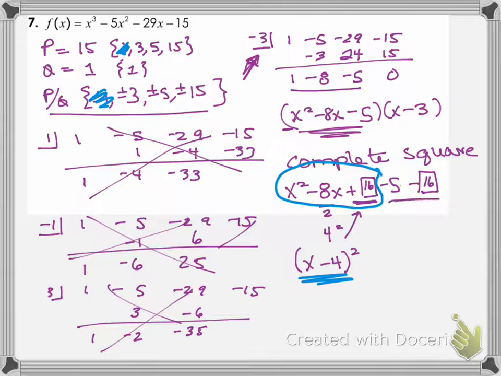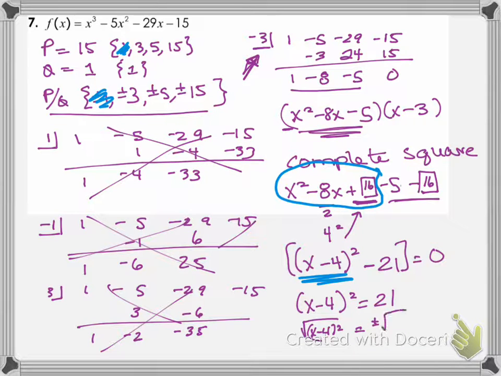Now this would be, got to add this together, minus 21. So I completed the square. So now I can set this whole thing equal to 0. So I get x minus 4 squared equals 21. Take the square root of x minus 4 squared and the square root of 21, but I have to do plus or minus. And I get x minus 4 equals plus or minus the square root of 21. So x is 4 plus or minus the square root of 21.